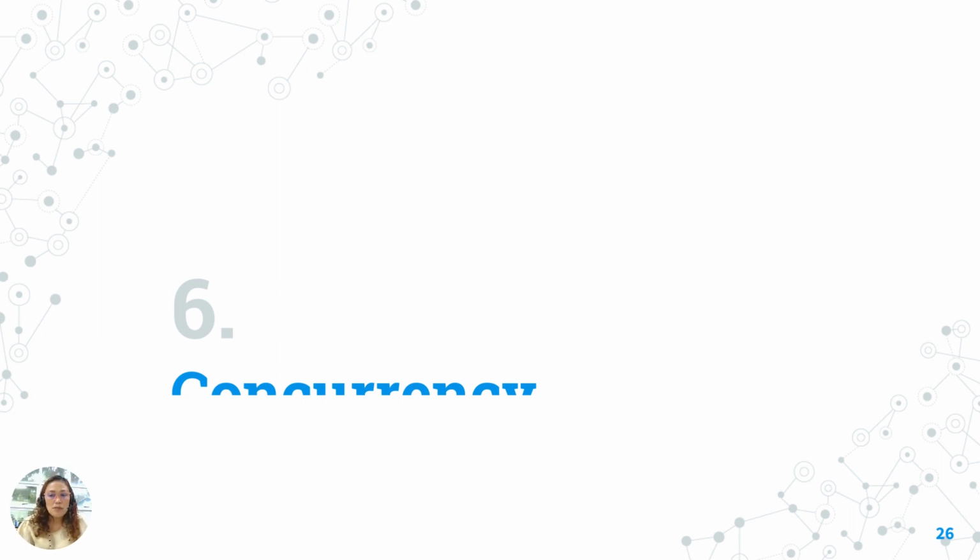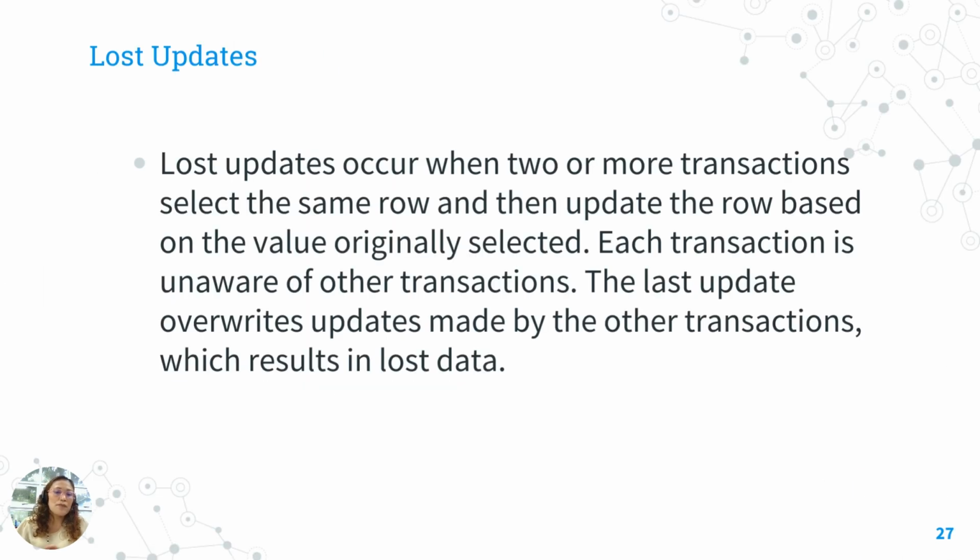So when you say concurrency problems, these problems or issues occur the moment that there is multiple concurrent access to the database. So there are different types of concurrency problems. First, let us discuss lost updates. When you say lost updates, it normally occurs when two or more transactions select the same row and then update the row based on the value originally selected. So each transaction is unaware of the other transaction. So the last update overrides the updates.